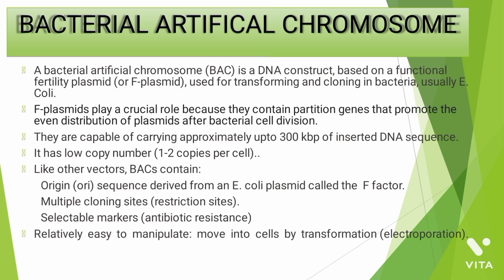Like other vectors, BAC contains various genes, like origin sequences derived from the E. coli plasmid called the F factor, MCS, multiple cloning sites that are restriction sites, and selectable markers that are antibiotic resistance. These are relatively easy to manipulate and move into cells by transformation through the electroporation technique.